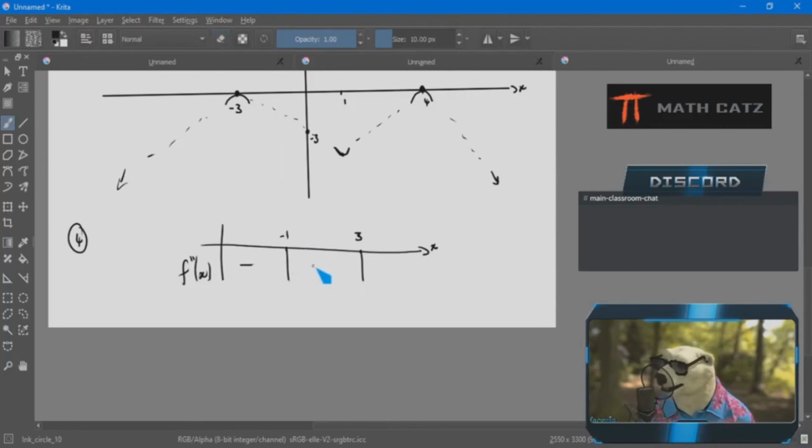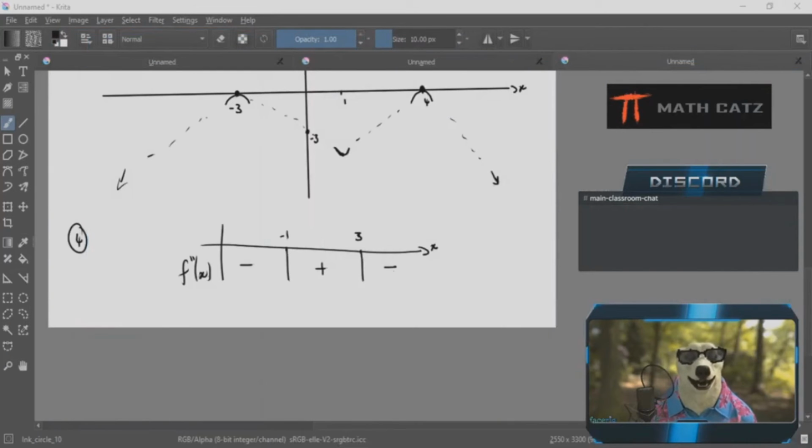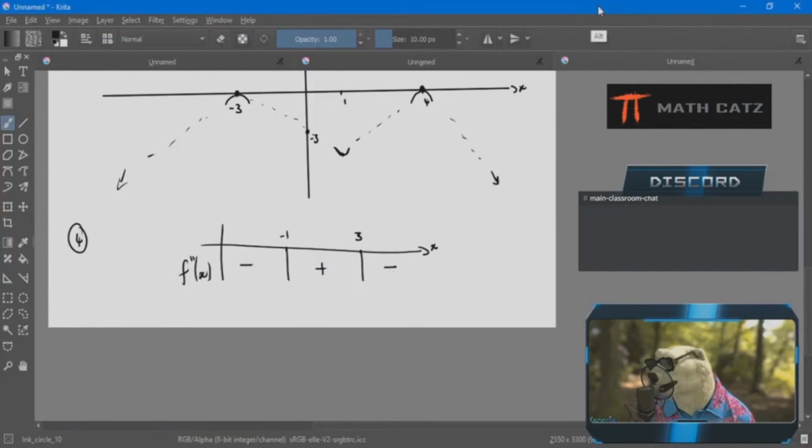Then I have a negative, a positive, a negative. And they tell me that the second derivative values at -1 and 3 are both 0, which for a polynomial, they would be. If the first derivative is 0 in a polynomial, the second derivative is going to be as well. And I'm thinking polynomial, definitely. So I'm concave down, concave up, concave down.